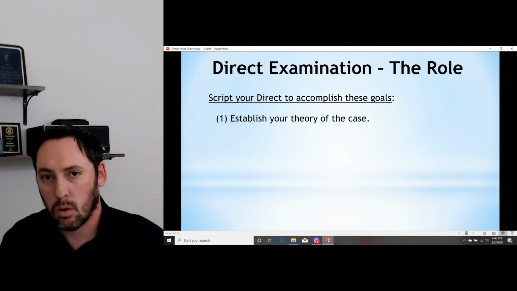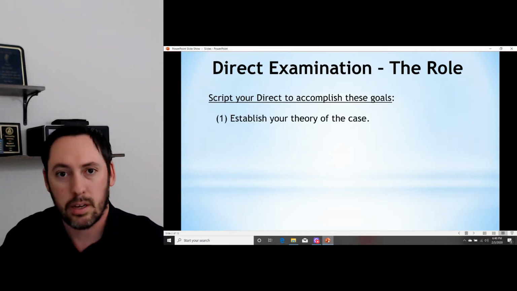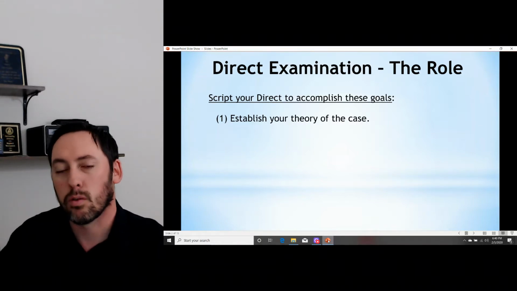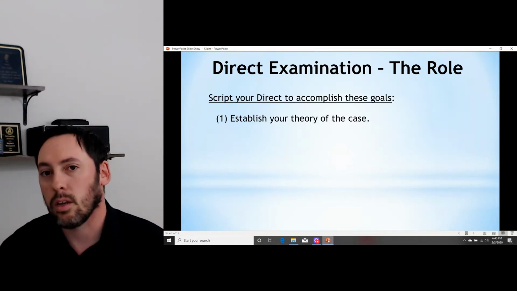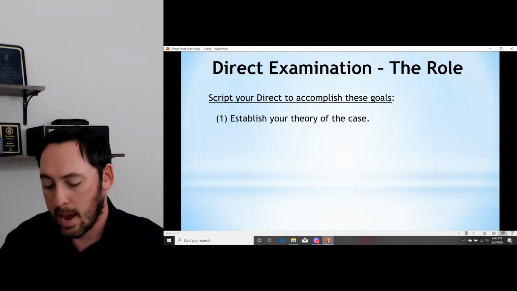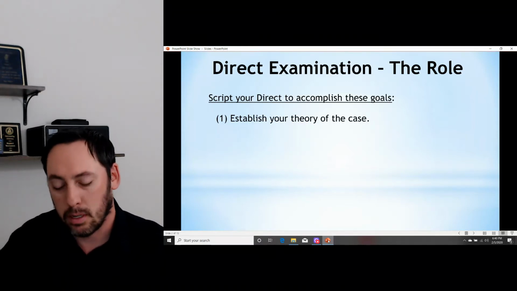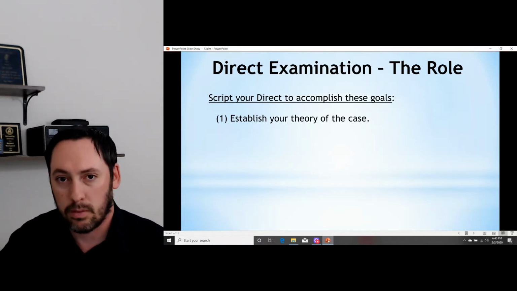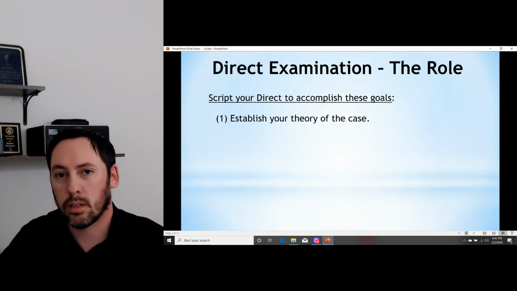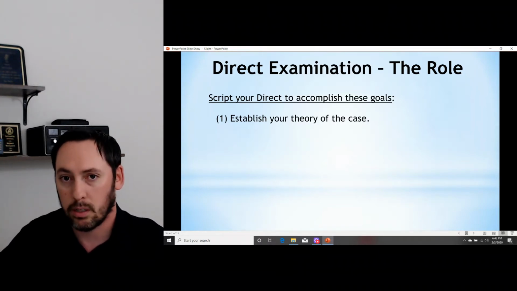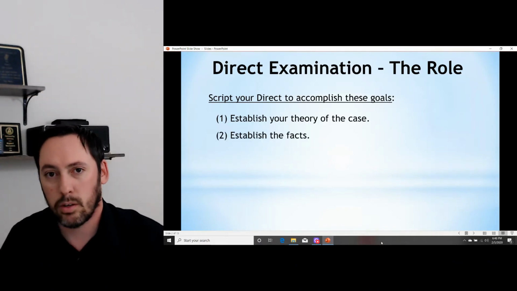The number one goal is to make sure that you're establishing your theory through your witnesses. Again, your theory is the what happened, why did it happen, and why does that mean the jury should convict. You should be scripting your direct examination so that each one of your witnesses are contributing to your theory and to your story. The second goal is to make sure you establish the facts.